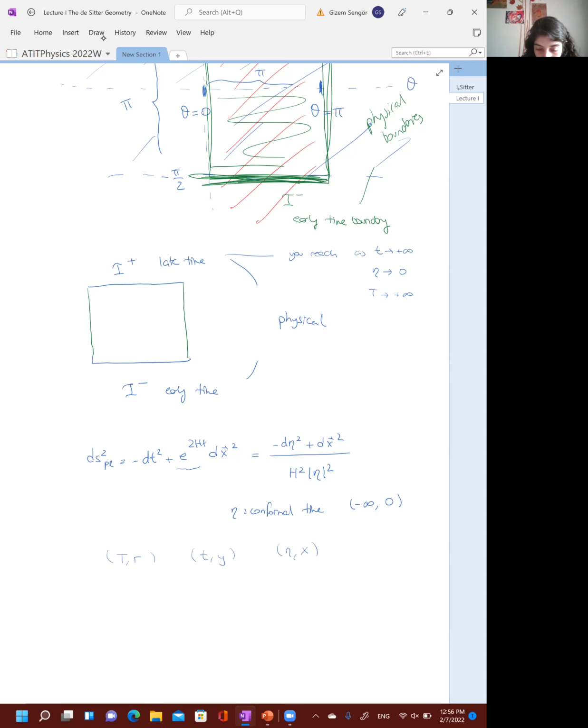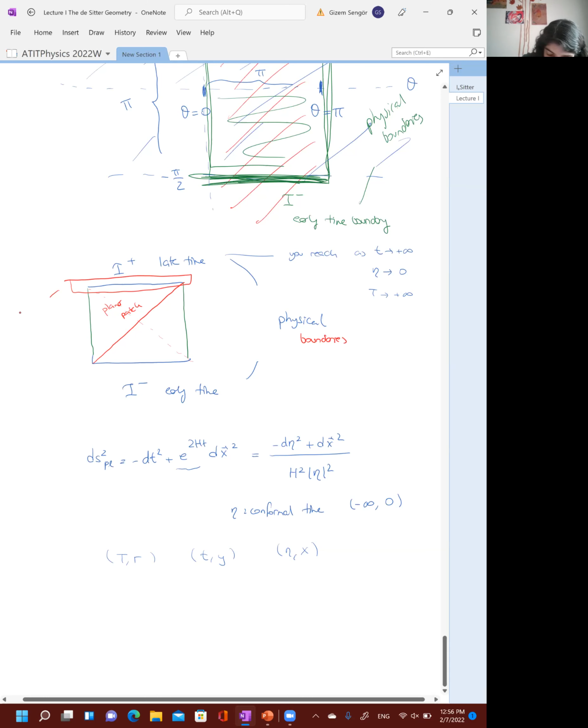this planar patch coordinates here cover this section. Planar patch coordinates cover just half of the Penrose diagram. Well, either this half or like this, it doesn't matter. What matters is they cover all of the late time boundary. So this we will call the boundaries. So the planar patch has access to the full late time boundary.